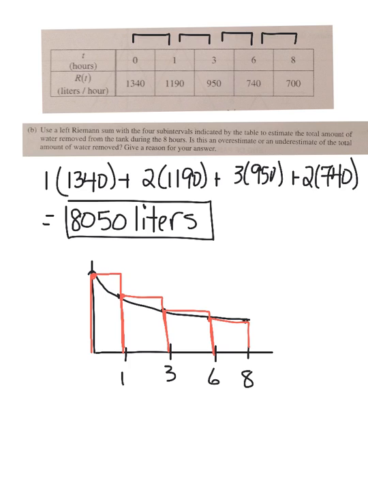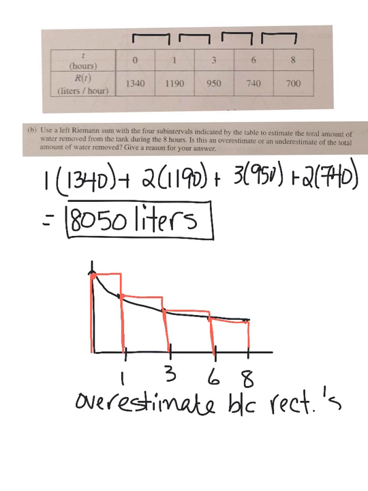We have an overestimate because our rectangles are above the curve, and that's all you have to say. So you're going to say that it's an overestimate because, I'm going to abbreviate, the rectangles are above the curve.